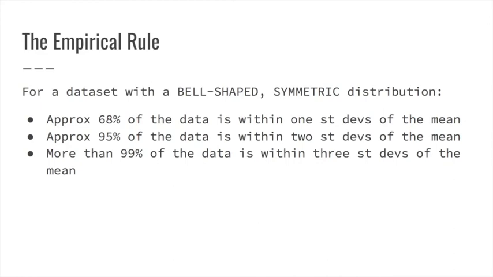So remember, this rule only works if you have a symmetric distribution. So your data has to be bell-shaped on the histogram. If it's not bell-shaped on the histogram, then we can't rely on the empirical rule. We'd have to go back to Chebyshev.